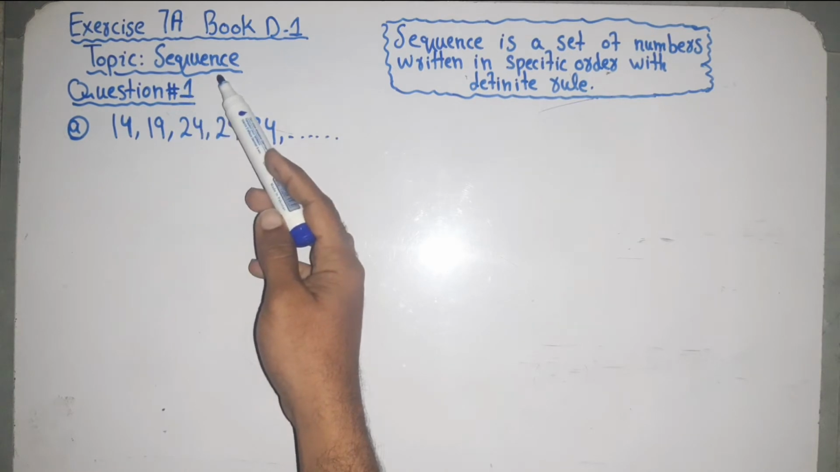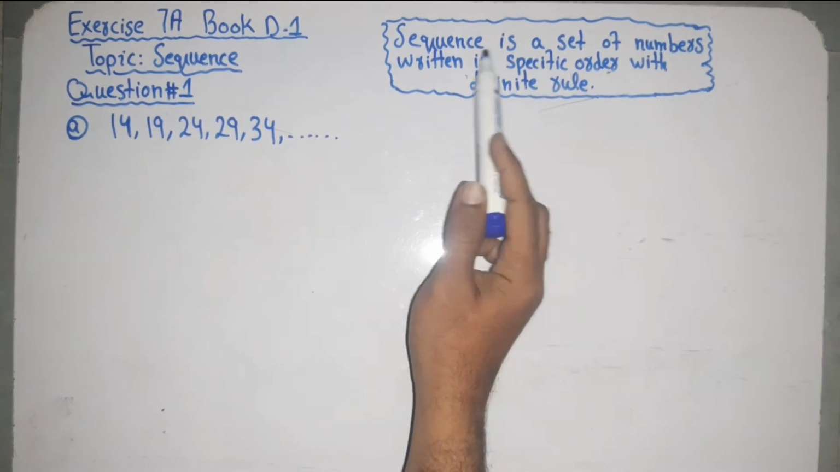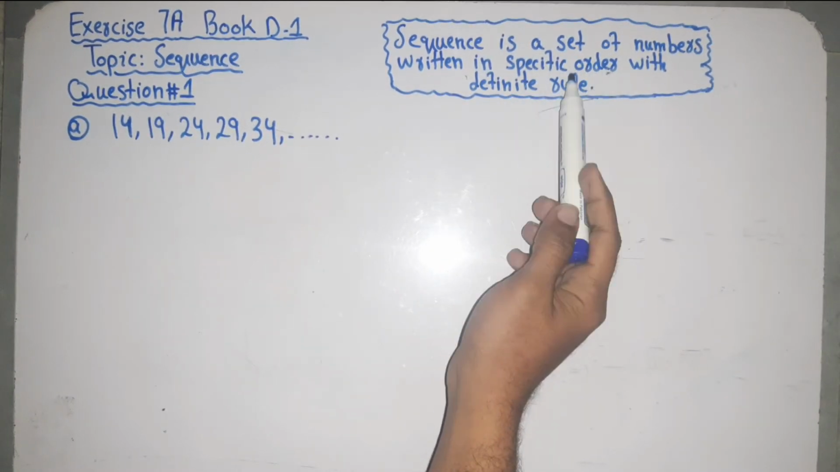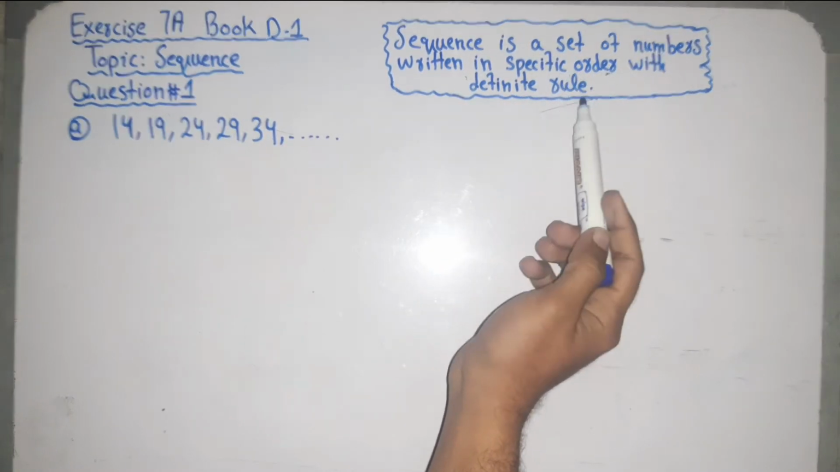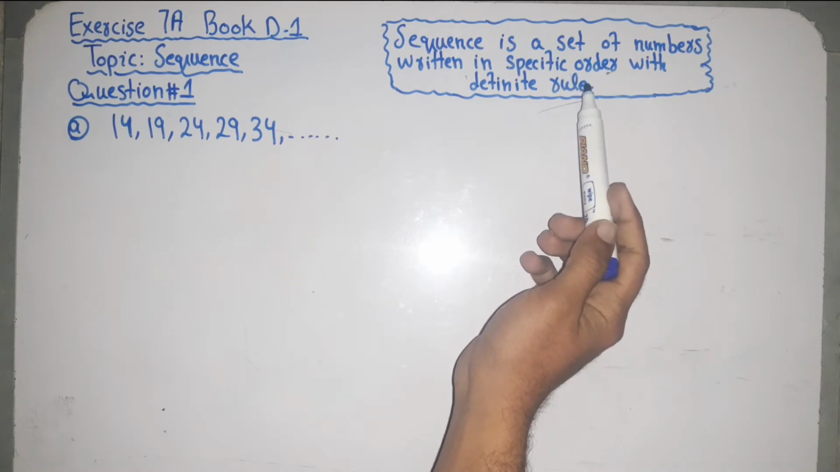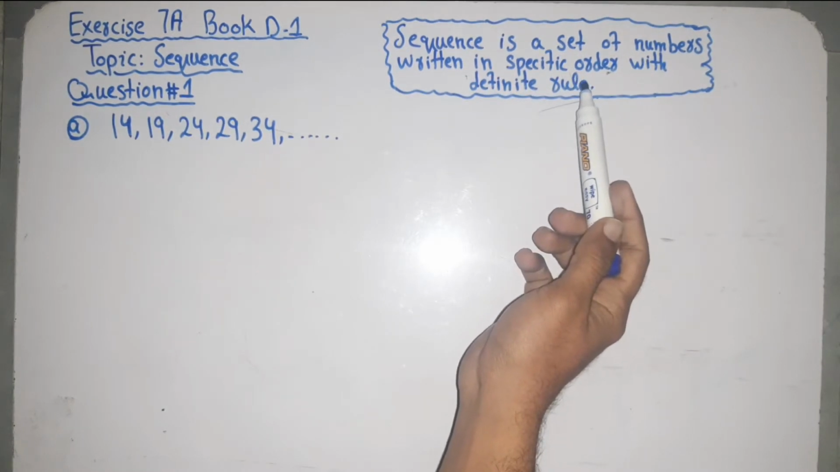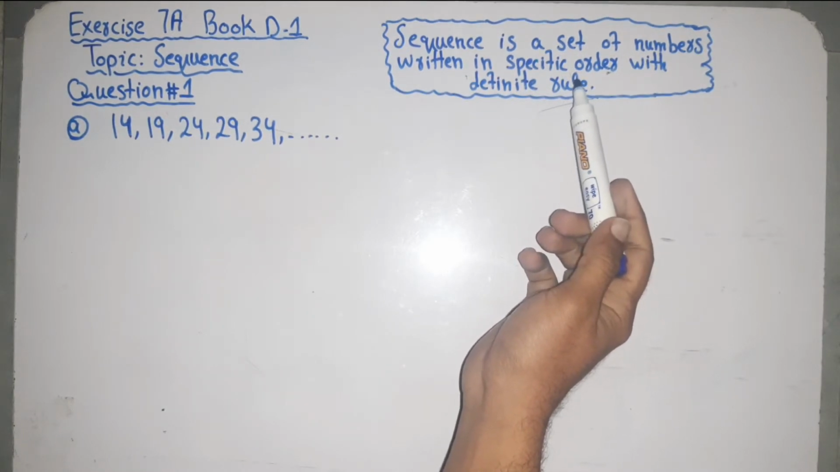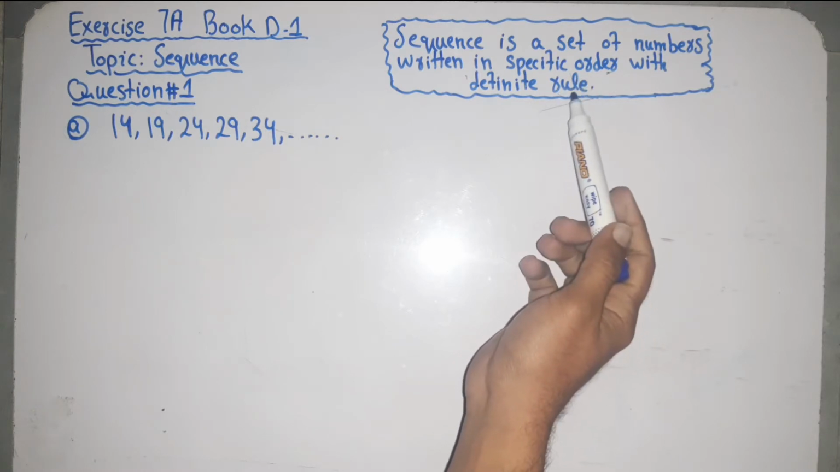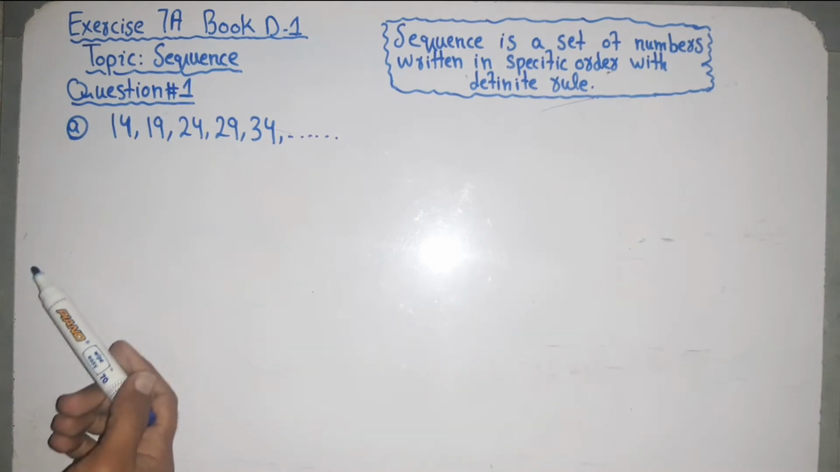This exercise is sequence. First of all we have to understand what a sequence is. A sequence is a set of numbers written in specific order with a definite rule. So a sequence is basically a set of numbers, meaning more than one number written in specific order. When we solve question number 1 of this exercise, I will explain this definition more precisely. So let's start question number 1 part A.